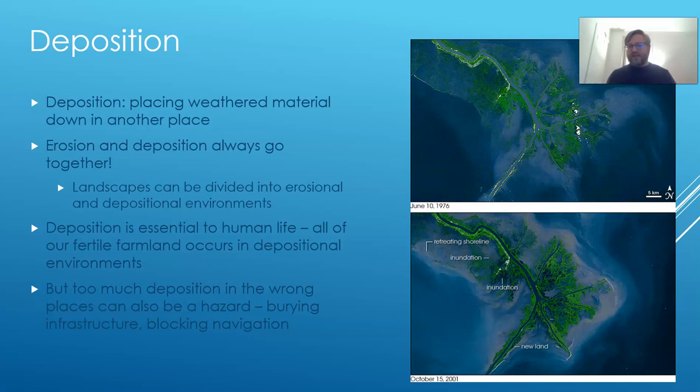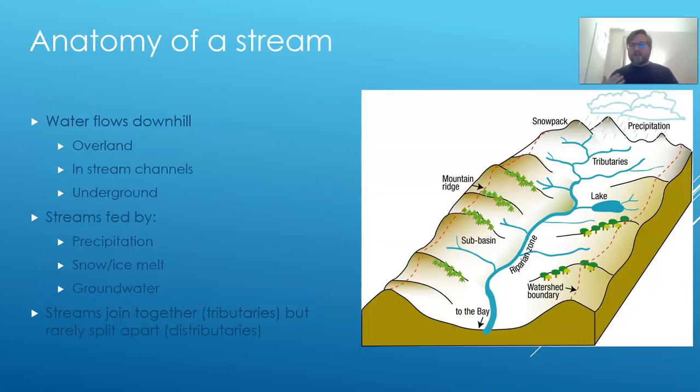It's marked as new land on the lower picture there. Whereas in other places, we have erosion happening, where the deposition isn't keeping up with erosional forces. And so you see retreating shoreline and inundations. That means that the ocean is encroaching because the erosion caused by the ocean water is taking away sediment faster than the river is depositing more there.